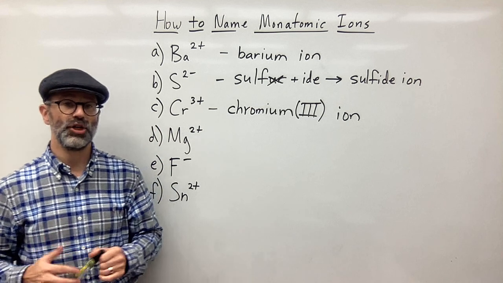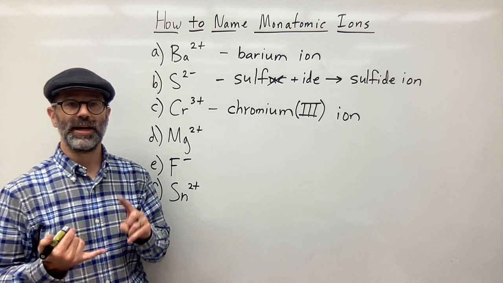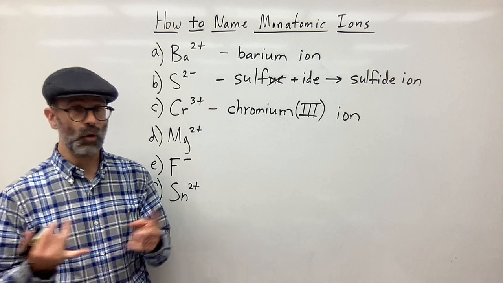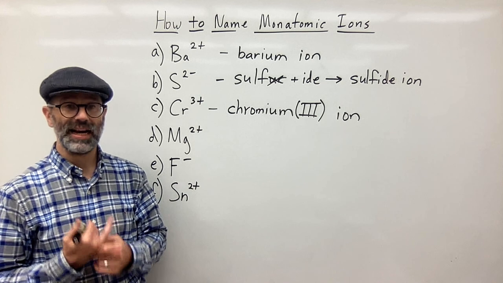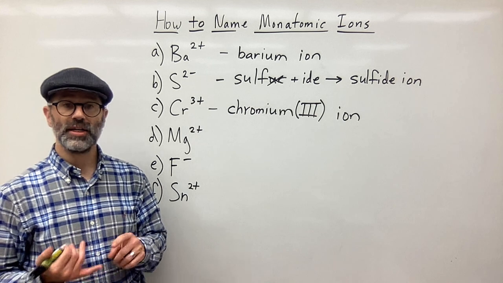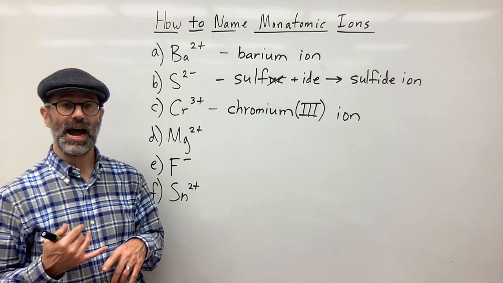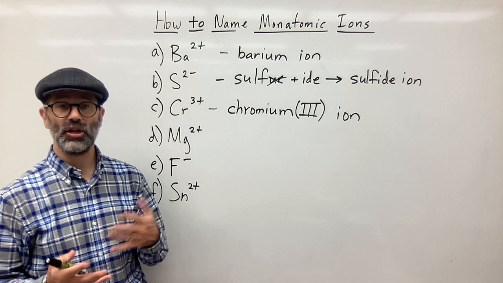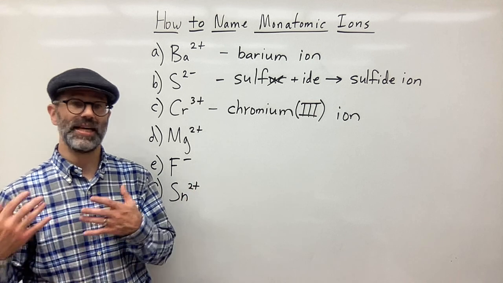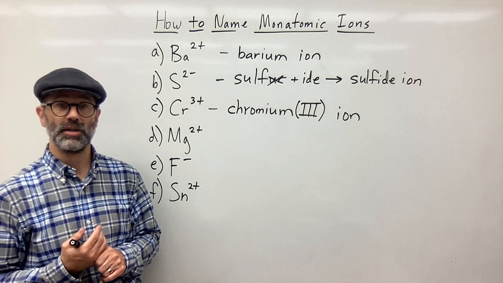Some exceptions that you should know with regard to the transition elements are things like silver. Silver mostly has only one charge, so that's not going to have a Roman numeral. You're not going to say silver 1. It's just silver. Another example is cadmium and zinc. Cadmium and zinc only ever have a +2 charge. So you're not going to call them zinc 2 ion or cadmium 2 ion. It's just the zinc ion. It's just the cadmium ion. Those are the 3 main exceptions that you should know.